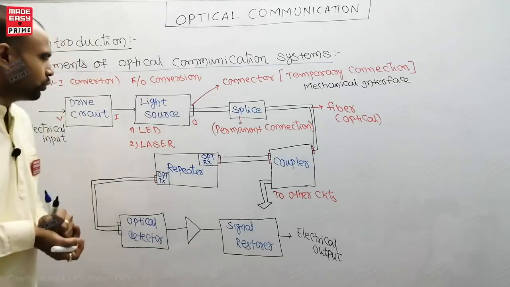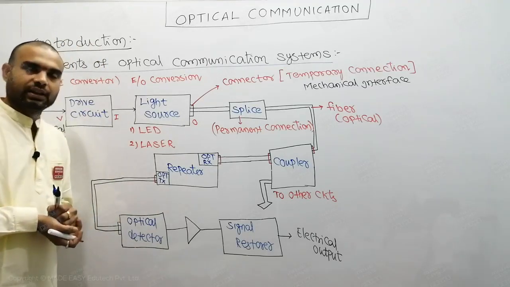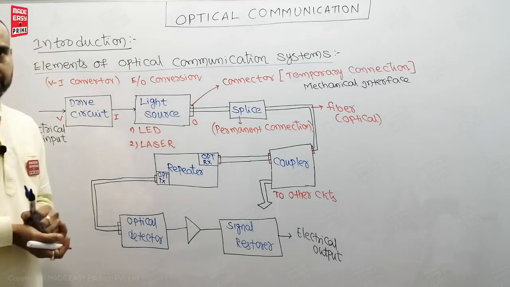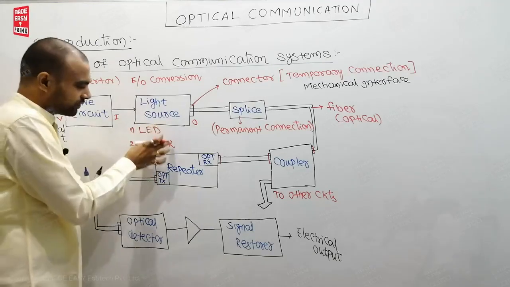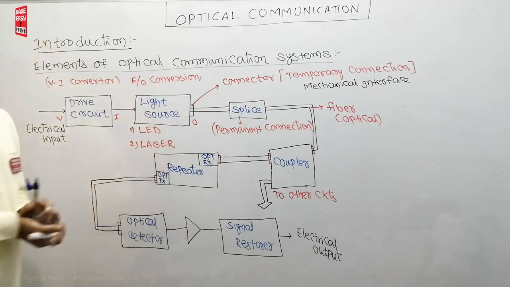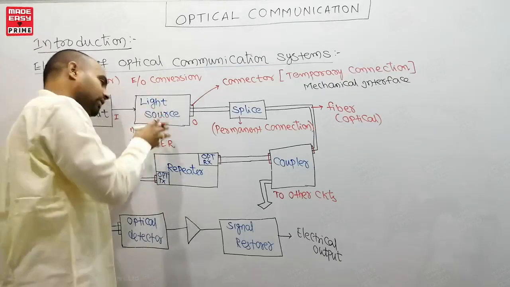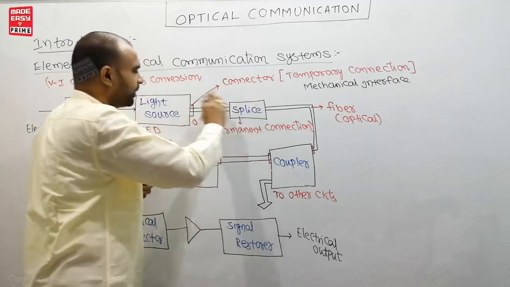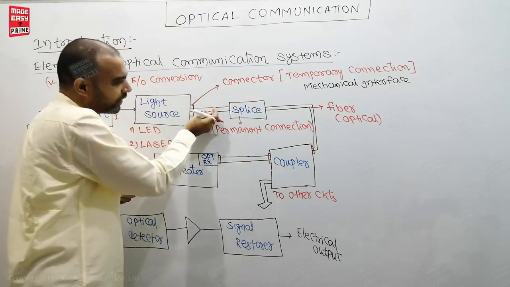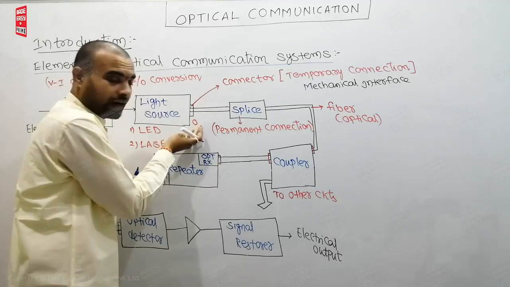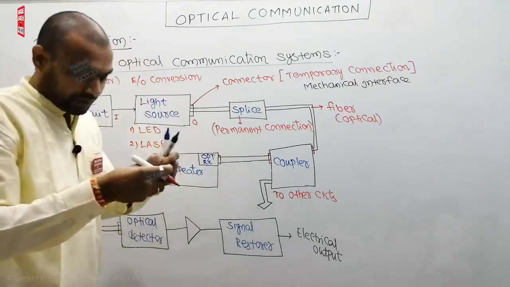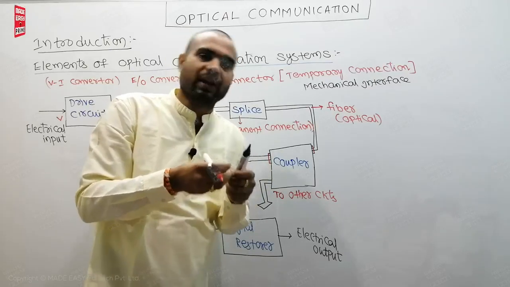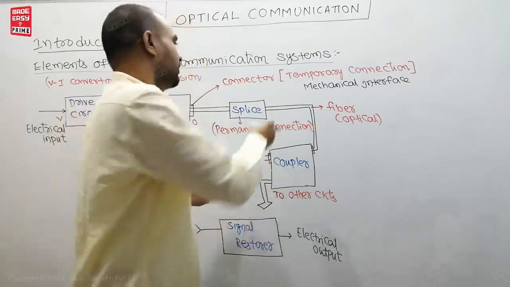We study these two light sources very clearly in our EDC part, about the optical semiconductor devices. So one is the LED light source, and the other is called a laser. That light source, LED or laser, converts into an optical signal and passes into a fiber. From your light source, it will couple into a fiber with the help of a connector, and the connection of two fibers is done with the help of a splice or splicing.